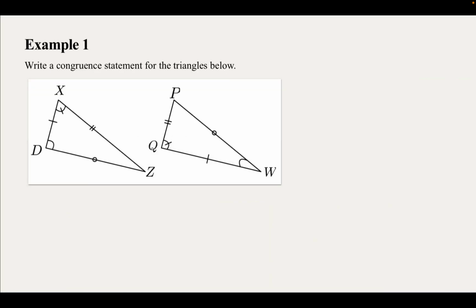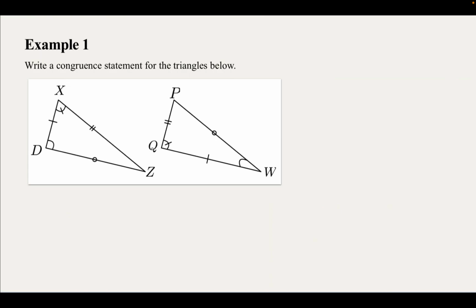Before we actually get into doing a triangle proof, let's just talk about a congruent statement. We know what congruent statements are for segments and for angles. We've written those before. For example, AB is congruent to CD. That's a congruent statement for segments. You could say angle A is congruent to angle B. That's a congruent statement for angles. We can also have congruent statements for triangles.